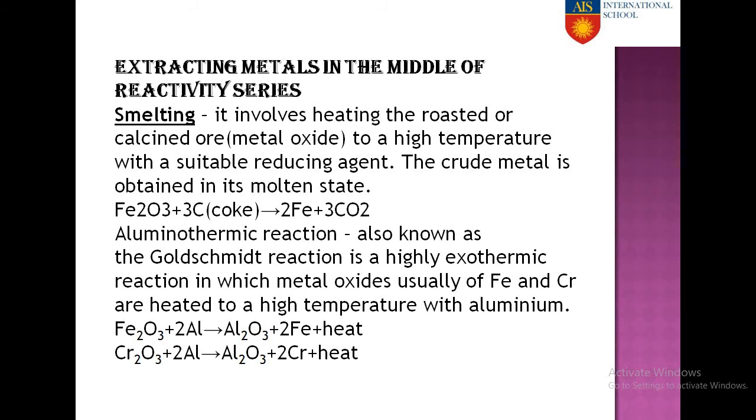Now next, how can we extract the metals which are in the middle of the reactivity series? By the process of smelting. It involves heating the roasted or calcined ore at a high temperature with a suitable reducing agent. In self reduction, we did not require any reducing agent, but in the case of smelting, we require a reducing agent, and the crude metal which we obtain is in a molten state.